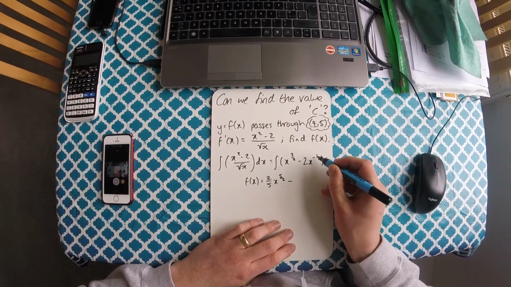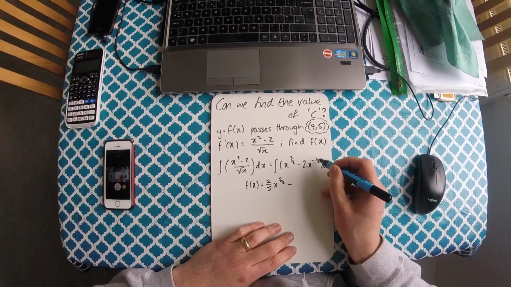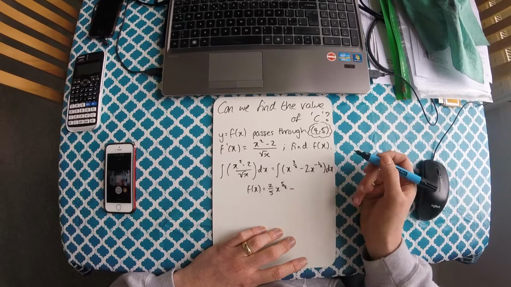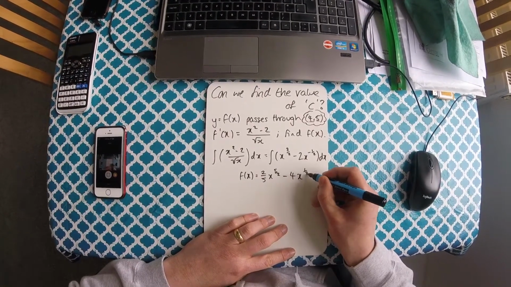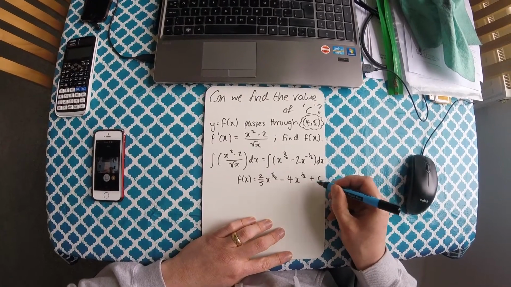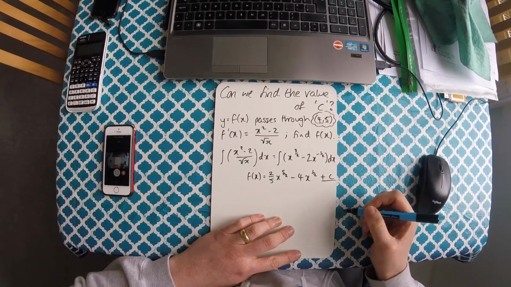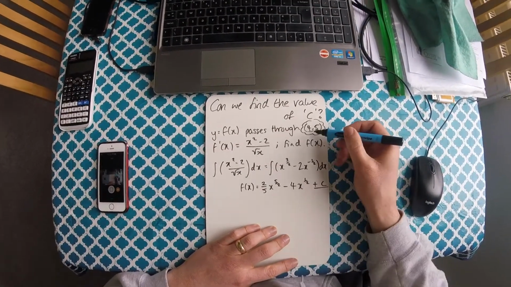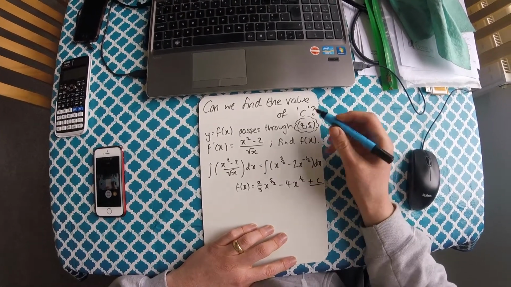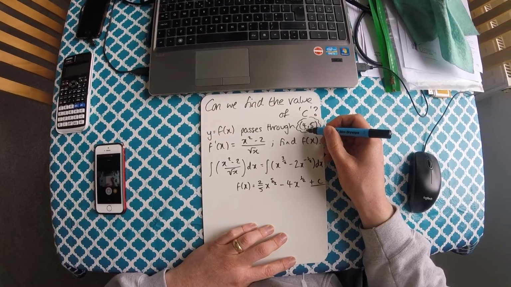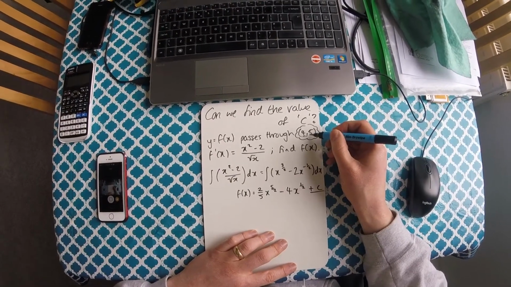And we're going to do the same thing here. Minus 1 plus 1 gives me a positive half. Divided by a half, same as times it by 2. So minus 4x to the power of a half. And then we do have this plus c for the time being. However, we now know that the equation passes through the point (4, 5). And what that tells me is that when x is 4, then f(x), or y, would be equal to 5.